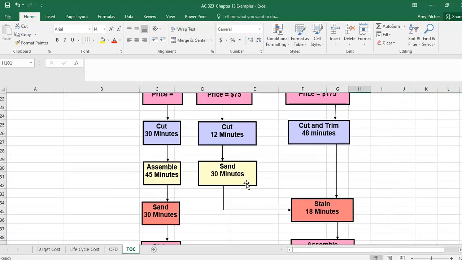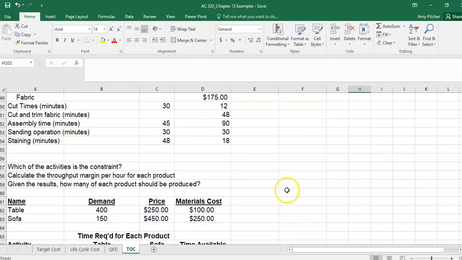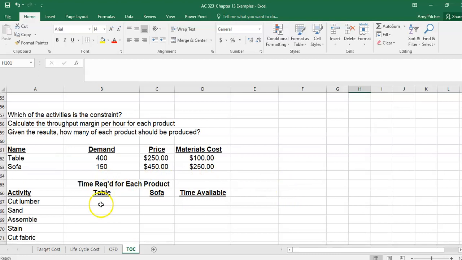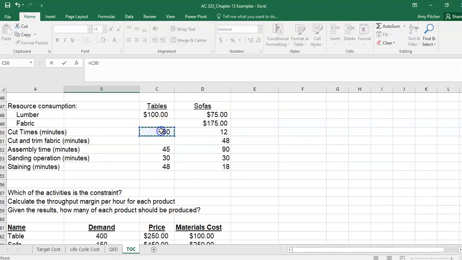We do not have enough direct labor hours to meet all of them. So we need to find where our constraint is. So what part of the production process is causing our constraint? So we want to know what the time required for each product is. So how much time do we need to make a table? So for our labor, we would have the time required for each divided by the availability of 60 minutes in an hour.